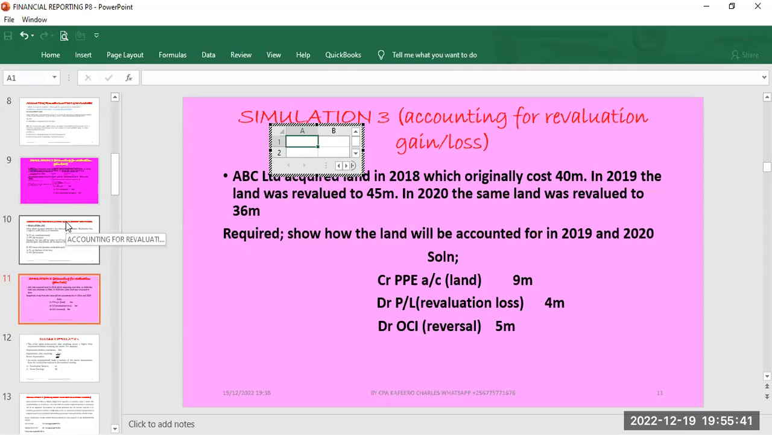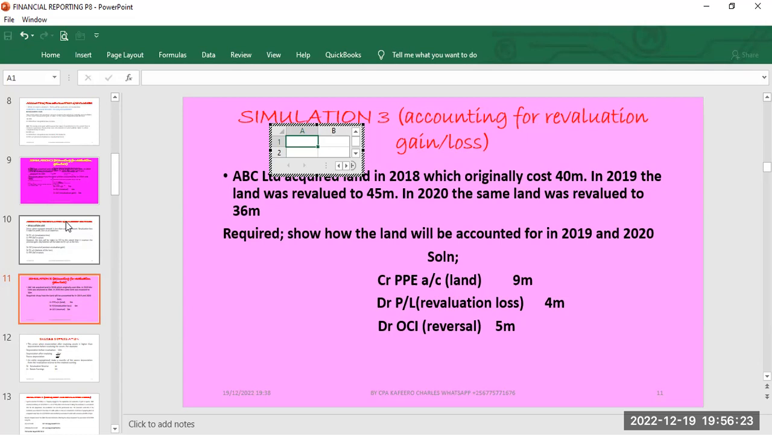As the Excel loads, we have a question that says ABC Limited acquired land in 2018, which originally cost 40 million, meaning the cost of the land was 40 million in 2018. But now in 2019, the land was revalued at 45 million. And in 2021, the same land was revalued for 36 million. We used the previous question, but we just amended the figures to help you follow up easily on what we are doing.